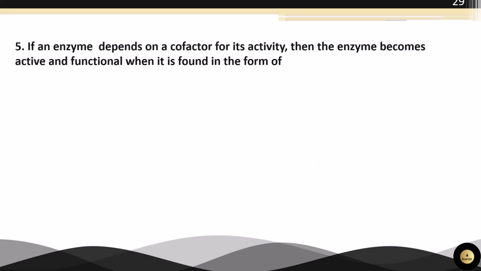Question number 5. If an enzyme depends on a cofactor for its activity, then the enzyme becomes active and functional when it's found in the form of A. Mineral ion, B. apoenzyme, C. holoenzyme, D. coenzyme. The answer is C.